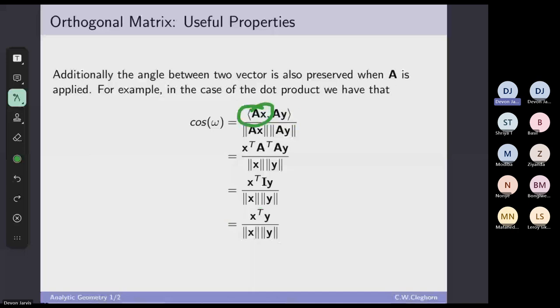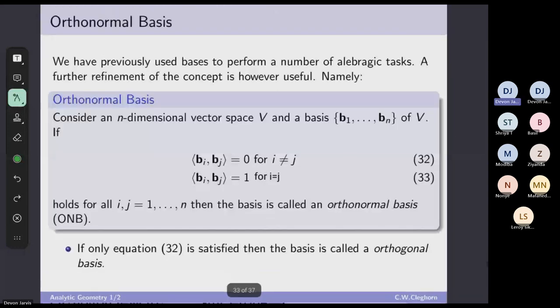So for example, in the case of the dot product, we have the following. We know our definition of angle. So we have AX and AY, again, inner products. You just do all the same steps from the previous slide. You get back to your identity matrix times Y, and then you get that at the top. So it's exactly the same steps I just did on the previous slide. And that means that the angle between all of these vectors is preserved even under a multiplication by an orthogonal matrix. It might be kind of changing our reference frame a bit, but again, the relationship between two vectors is preserved.